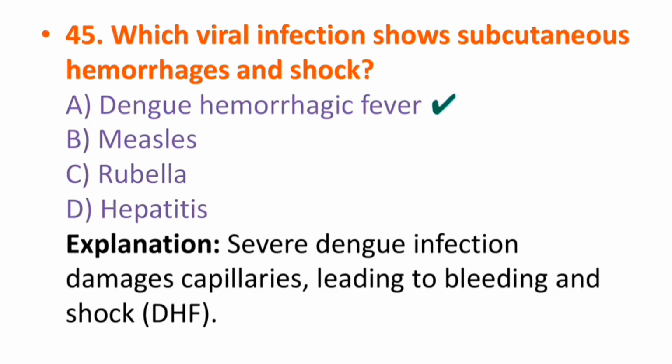Which viral infection shows subcutaneous hemorrhages and shock? Option A dengue hemorrhagic fever, option B measles, option C rubella, option D hepatitis. The correct answer is option A dengue hemorrhagic fever. Severe dengue infection damages capillaries, leading to bleeding and shock.